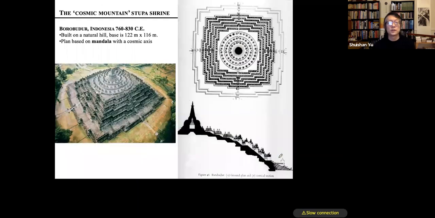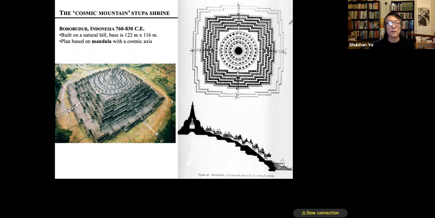So Borobudur, constructed in a period between 760 to 830 CE. It was built on a natural hill. The base is relatively a square. It's quite accurate given the surveying scale of the ancient time. Not every culture is as accurate as the Egyptians. So 122 meters by 116 meters is quite accurate, a square, given the large scale.